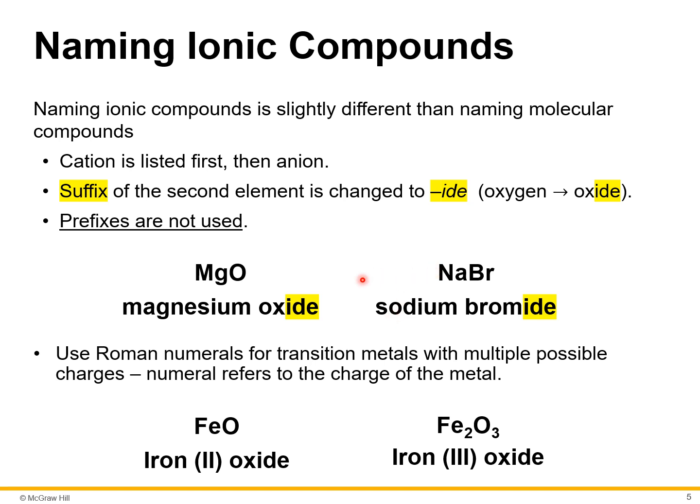Here we have magnesium oxide, MgO, sodium bromide, and we use Roman numerals for the transition metals, the ones in the middle. This one would be called iron(II) oxide, iron(III) oxide, and we'll talk briefly about how we know it's Fe2O3 versus FeO.